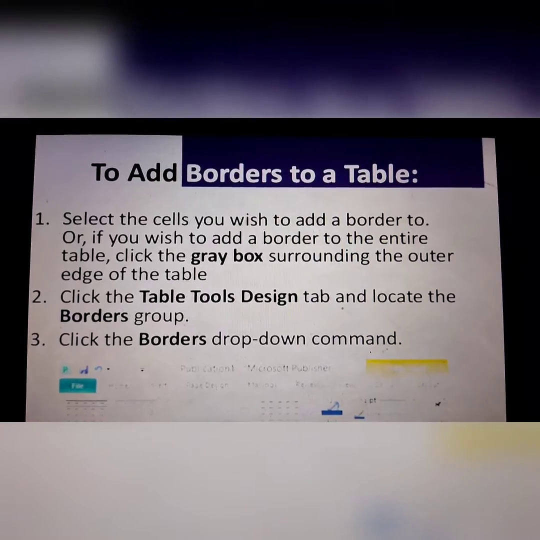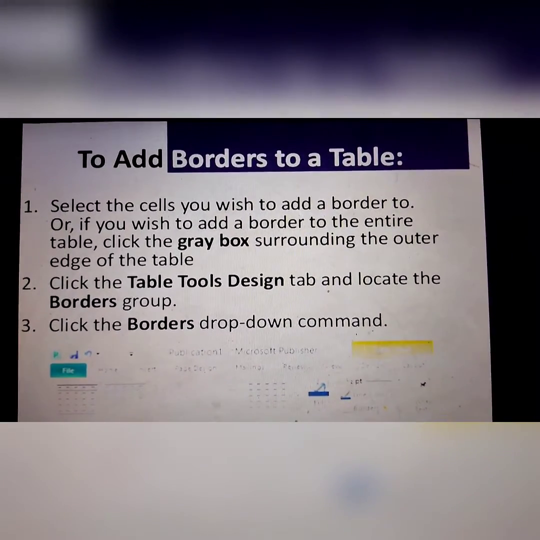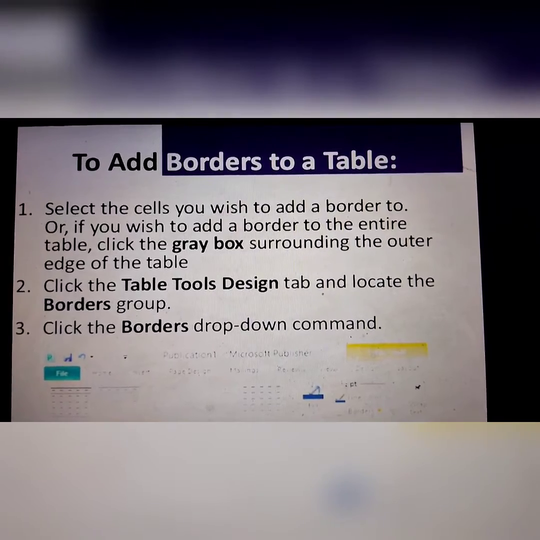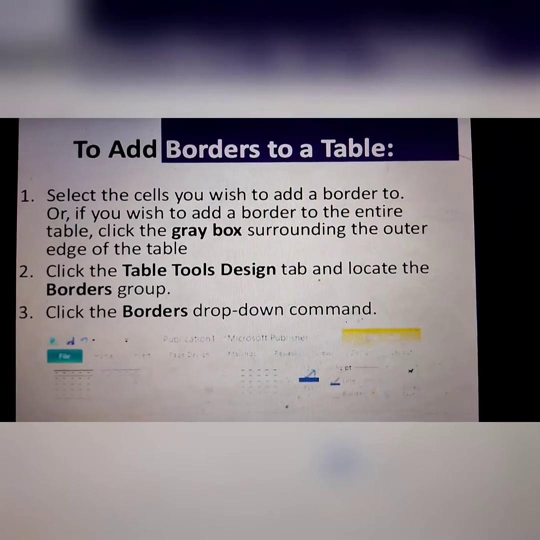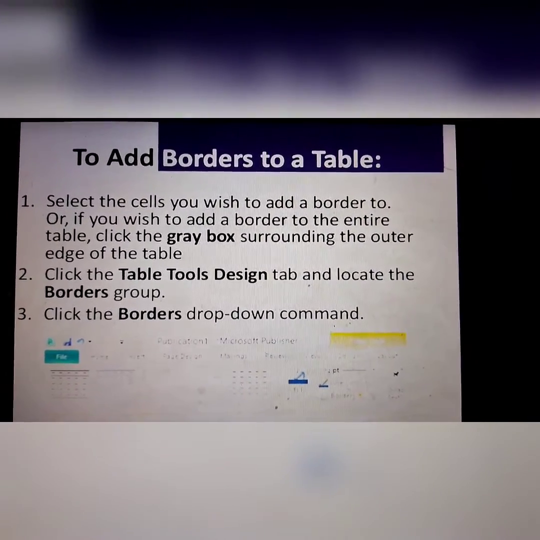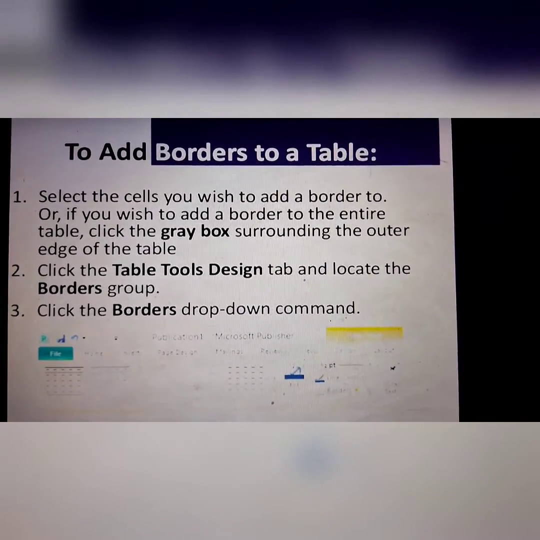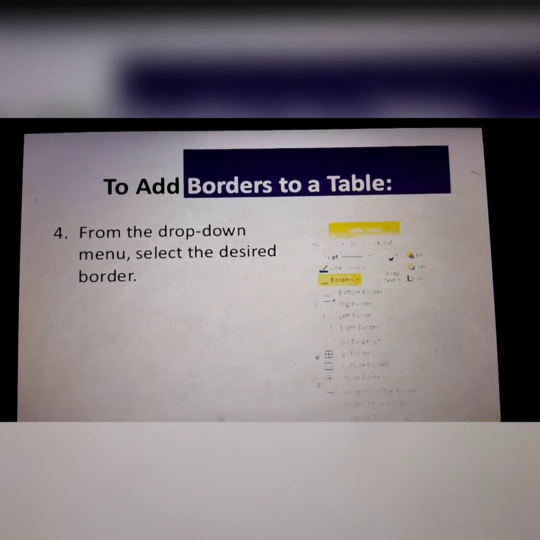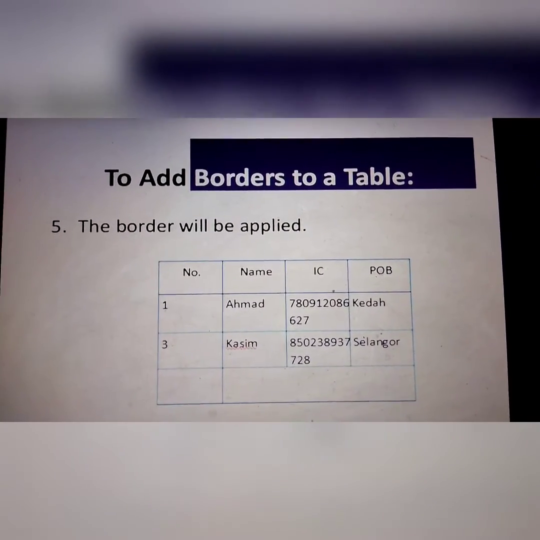Now students, see how to add borders to a table. Select the cells you wish to add a border to, or if you wish to add a border to the entire table, click the gray box surrounding the outer edge of the table. Then click the Table Tools Design tab and locate the Borders group. Then click the Borders drop-down command button. Last step, from the drop-down menu, select the desired border and the border will be applied. So you can see a table in MS Word and how to apply a border.